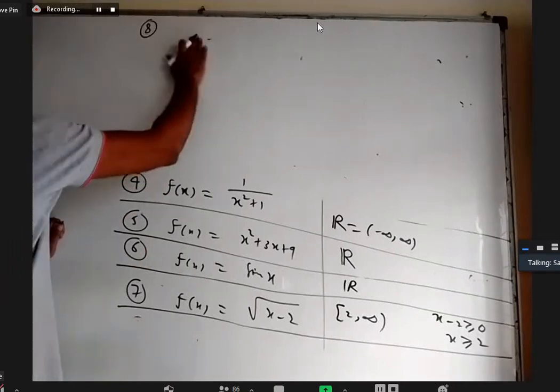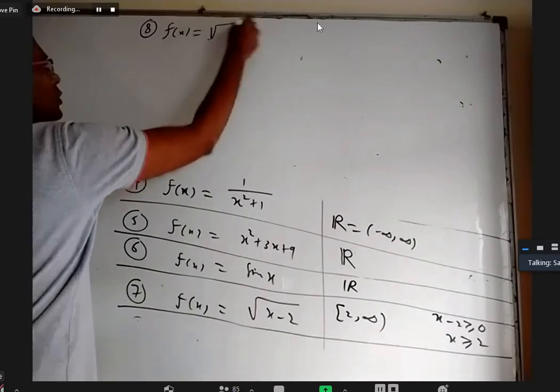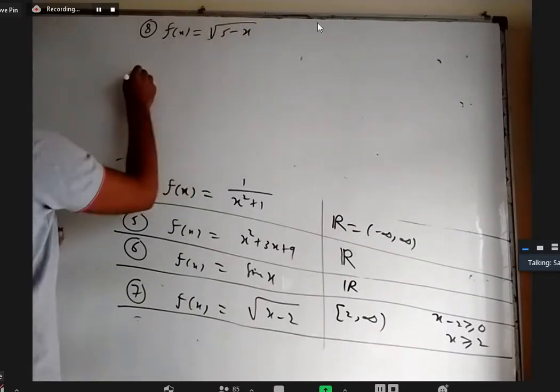Okay, eighth one, I already wrote, I'm just writing once again. f of x is square root of 5 minus x.